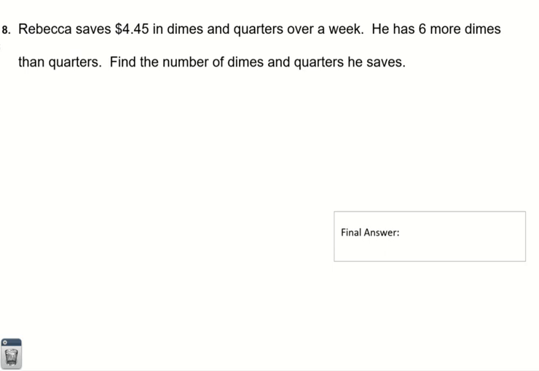Number 8, here we go. We have the classic dimes and quarters problem, where we are going to use a variable q for the unknown number of quarters, and we're going to use the variable d for the number of dimes, right? So we have d and q for number of dimes and quarters, and if there are 6 more dimes than quarters, so there's more dimes than quarters, right?